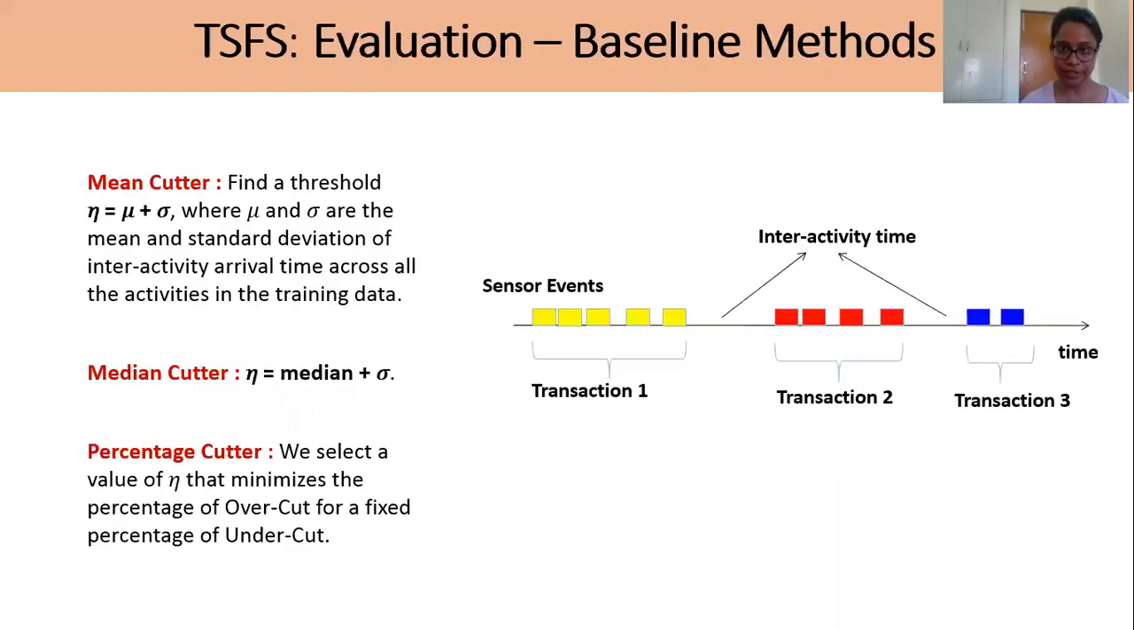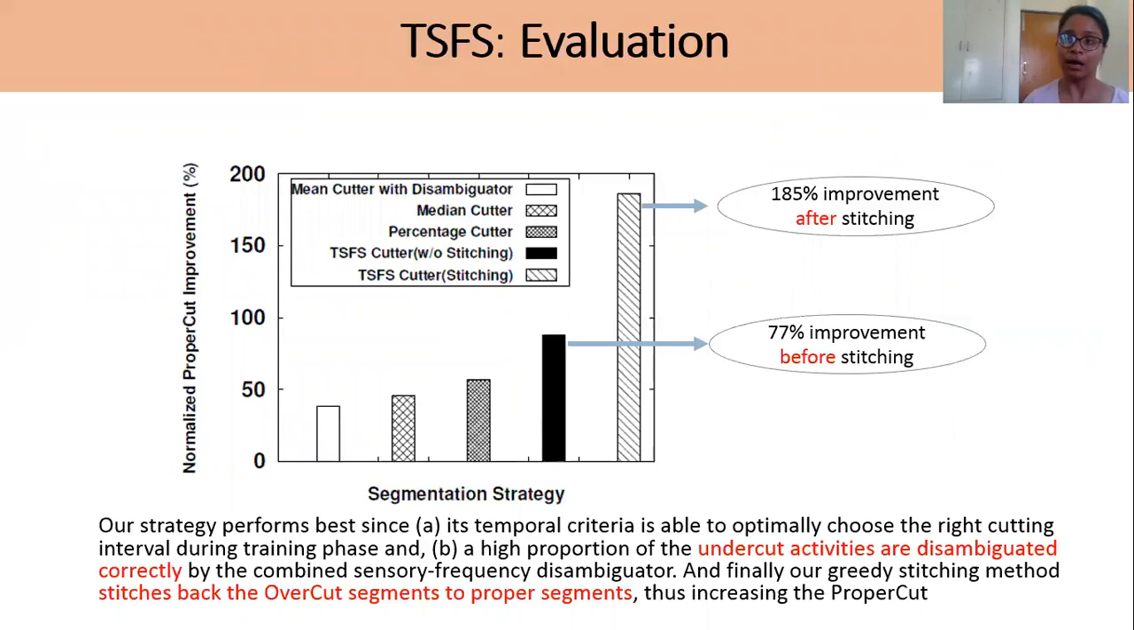So let's talk about evaluation. The baseline methods we have used are basically temporal methods. We used mean cutter, which is the mean of the interactivity times, and then median cutter, which is the median of the interactivity times, and percentage cutter, which uses the ground truth level to find an optimization that minimizes the percentage of overcut with a fixed set undercut. So I'll not go into the details, but these are the three temporal baseline methods that we have used to compare our results with.